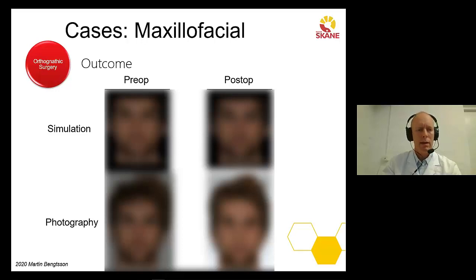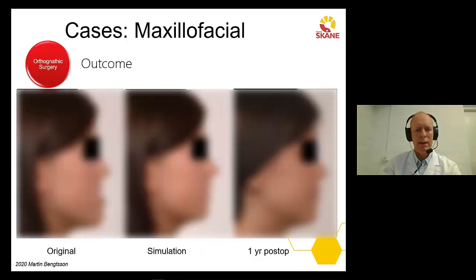And in the next picture, we will see from a lateral view on this patient that we saw before. And here you can compare how the pictures correspond to each other. We have to the left, the original photography. We have the surgical computerized simulation in the middle. And then you have to the right, the outcome 1 year after surgery.